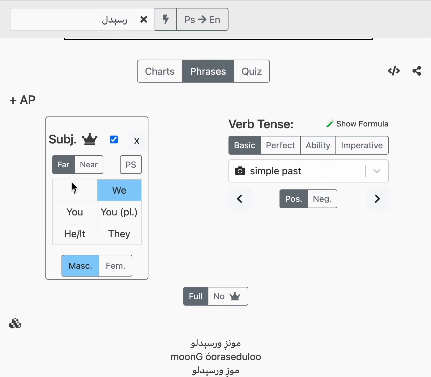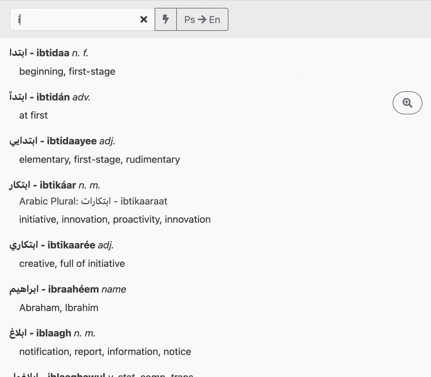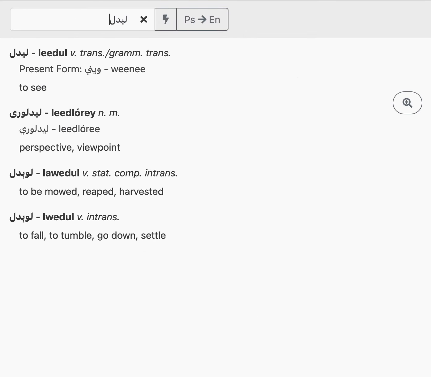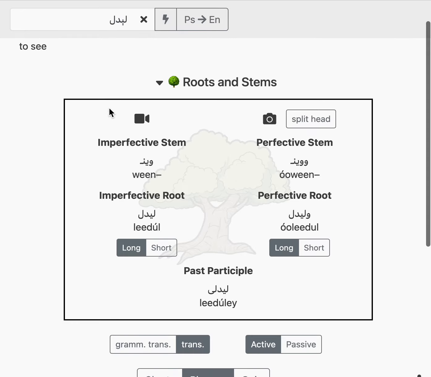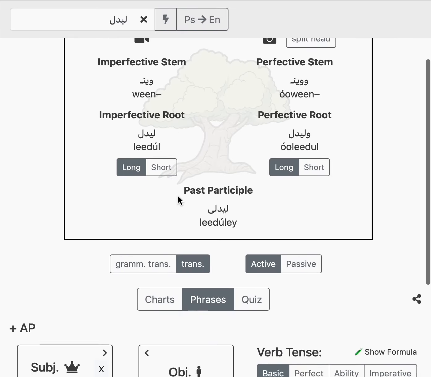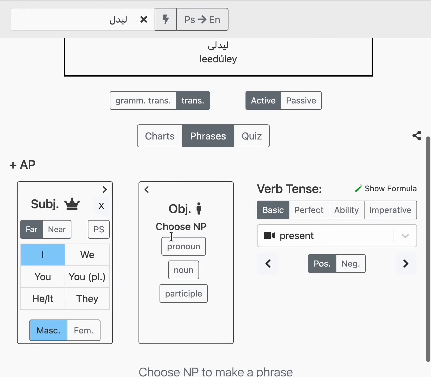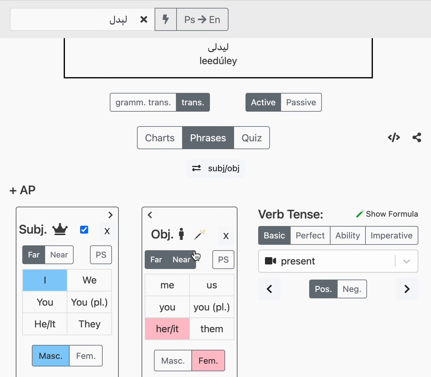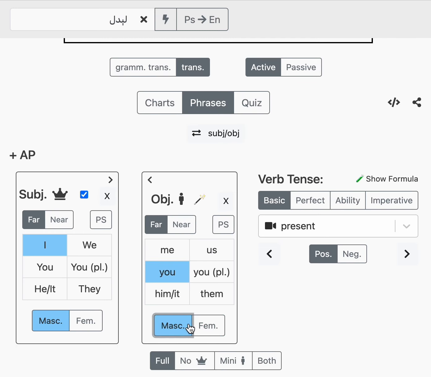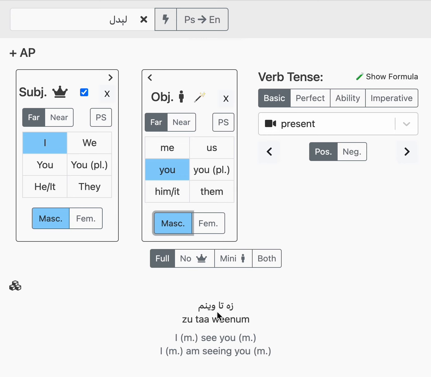Things get a bit more challenging when we start looking at transitive verbs. So let's look at lidal, to see. So here's our roots and stems we're going to use. And now, because we're having a transitive verb, we have to choose an object as well. So let's say I see you. We're in the present tense, zatawinam. Okay, so let's look at the phrase structure.